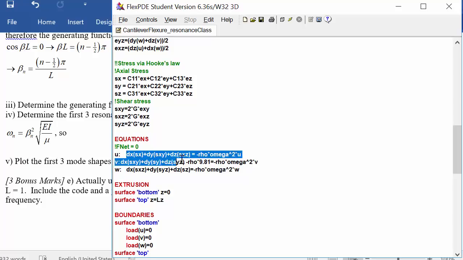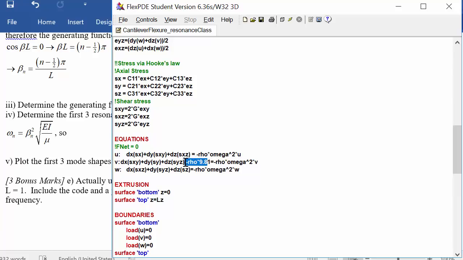So this is really the force per unit volume, and so we've got mass per unit volume times the acceleration, which, if we're looking for a harmonic solution, would be negative omega squared times the actual displacement in x. So we say the x force is negative omega squared times mass per unit volume times the x displacement. Same thing in y, and same thing in z.